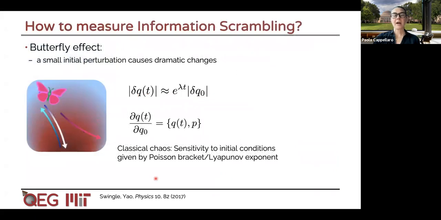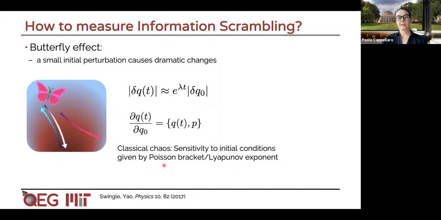So first of all, how can we try to measure this information scrambling? I already showed a little bit how it can be done in NMR with these motivation slides, but here I want to give a bit more of a presentation about it. When we have information scrambling, this is somehow connected to the classical idea of chaos, and so the butterfly effect. If you have a small initial perturbation, this can cause very dramatic changes in classical systems, and they can be characterized by a Lyapunov exponent, and the dynamics is given by the Poisson bracket.